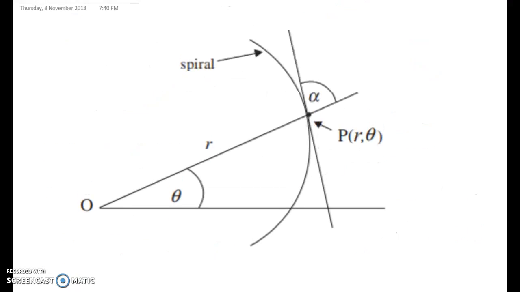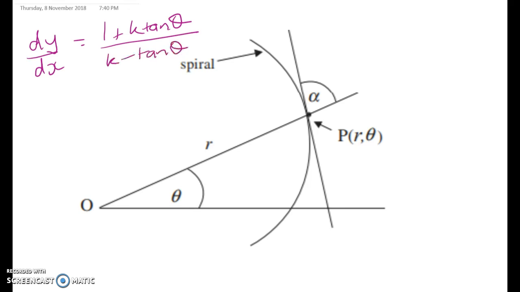The marking schedule is not exactly detailed. What we're trying to do is to say, well, we've got a result for dy by dx, and our result for dy by dx was this: 1 plus k tan theta over k minus tan theta. We need to somehow figure out what alpha is. So we can't get alpha directly. This angle in here, this is alpha.